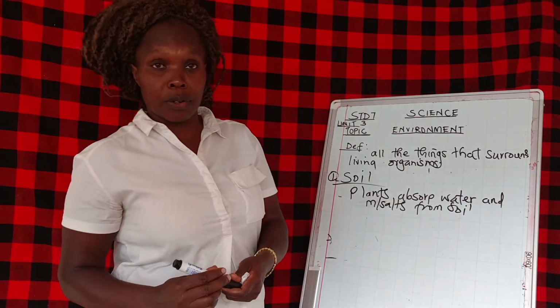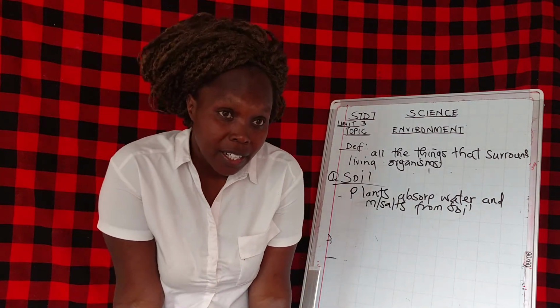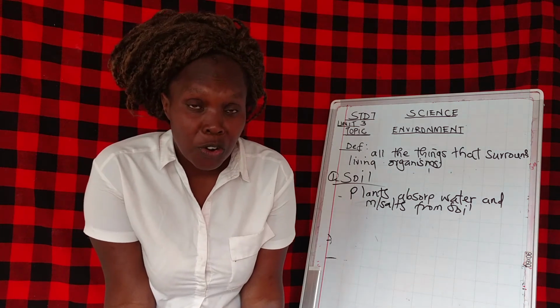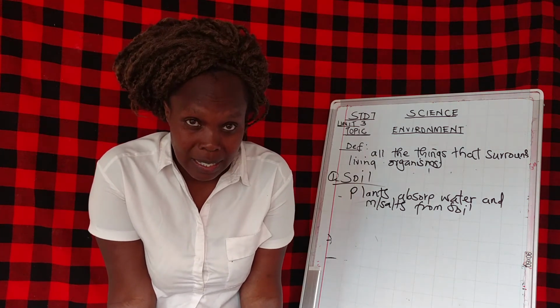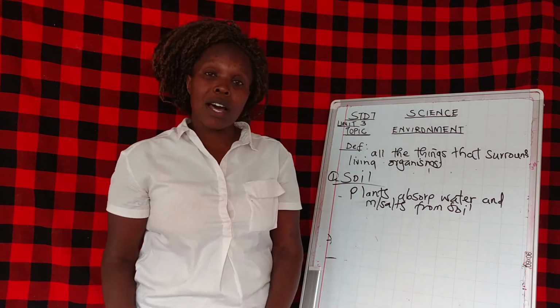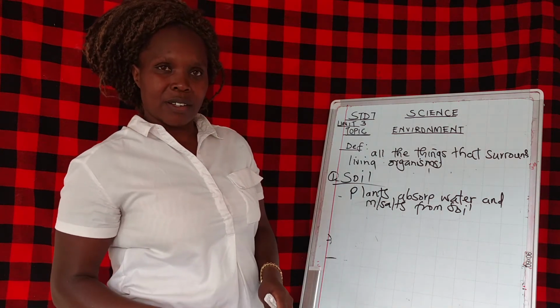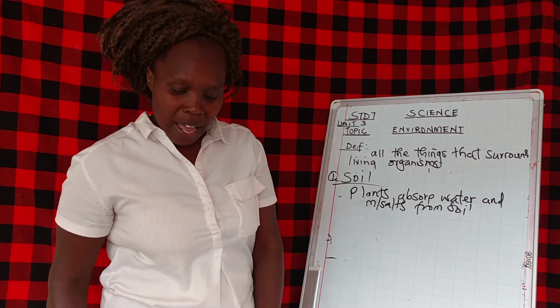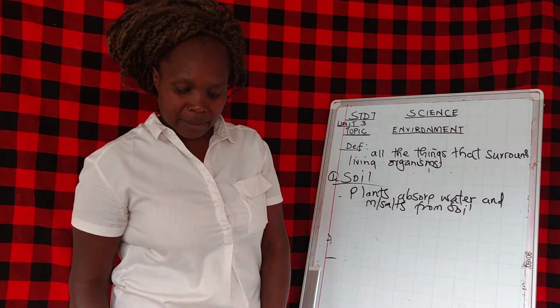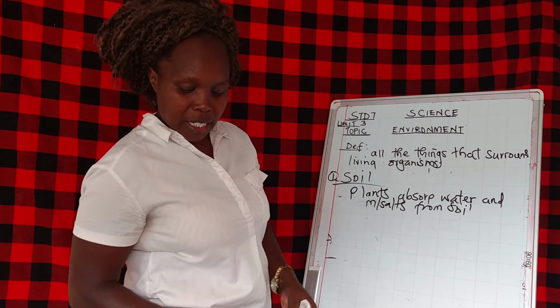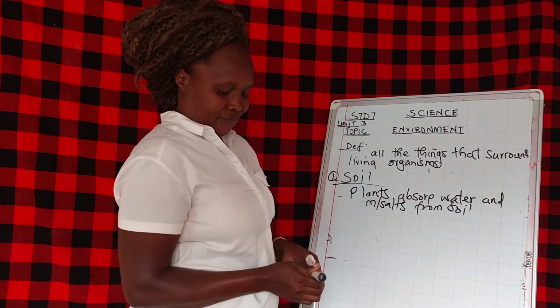We grow our crops in the soil. Soil is a home for some animals, for example, earthworms, moths, and termites. We should therefore conserve soil and protect it from pollution.